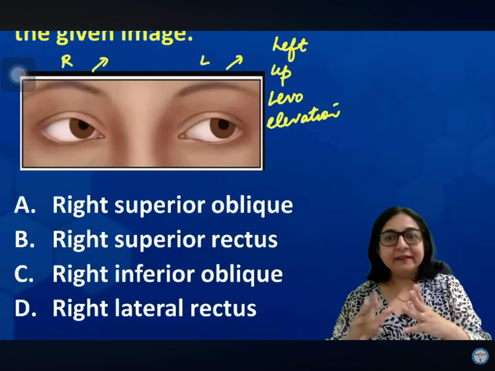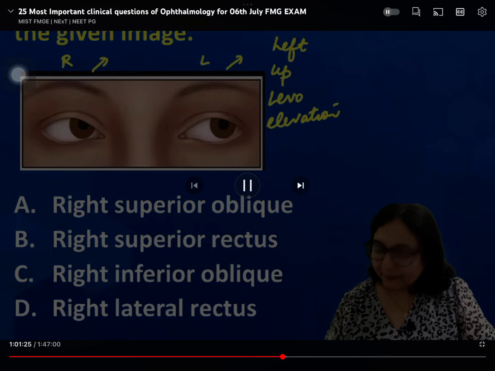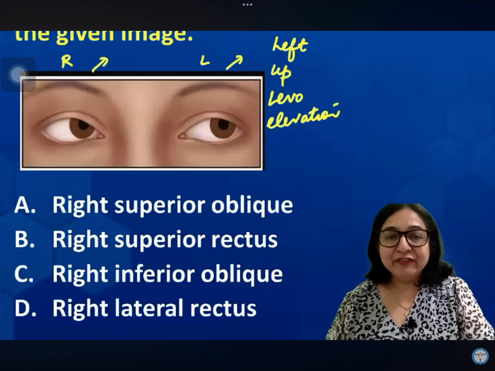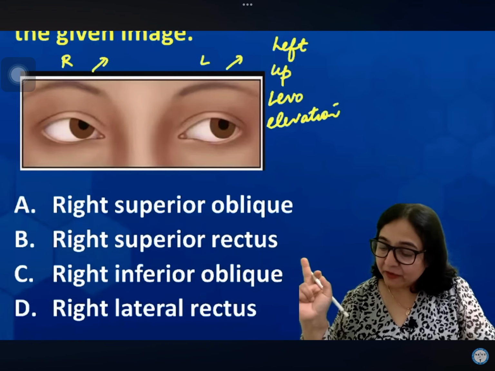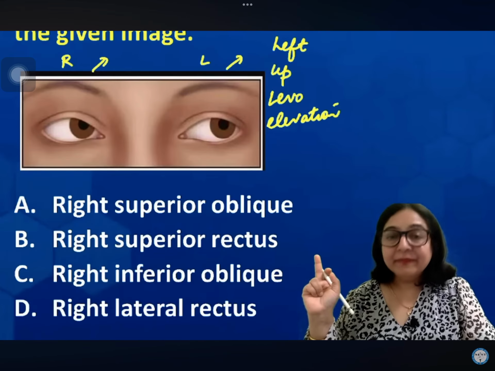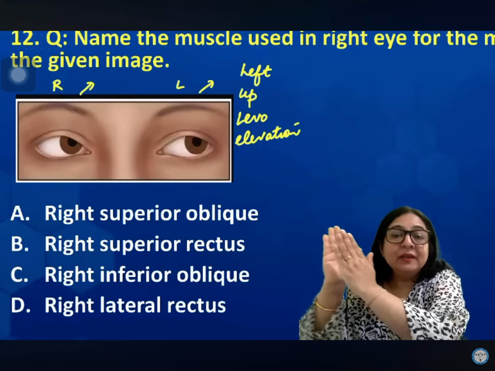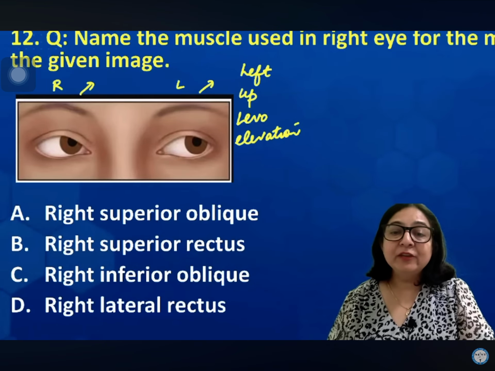It is a bit of a tricky question, I have formulated it a little differently, but it is easy. Don't get confused. Which muscle is being used for the left eye? But this is a normal gaze. There is no palsy. I'm not talking about palsy. I'm just telling you, if you move your eyes left and up into the levo elevation gaze, which is the muscle your right eye will be using to go to that gaze.